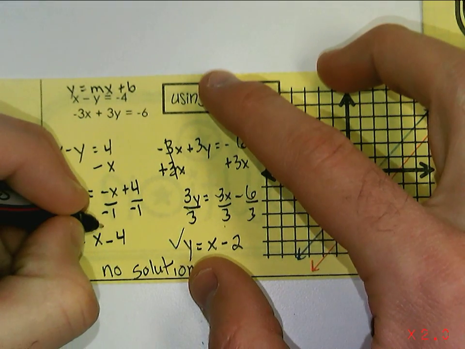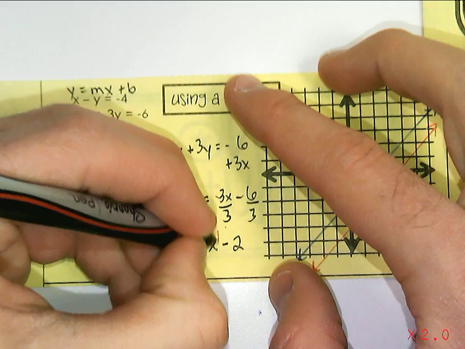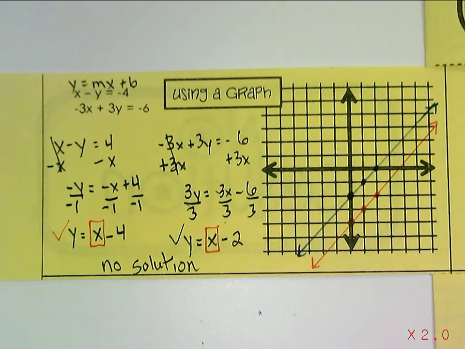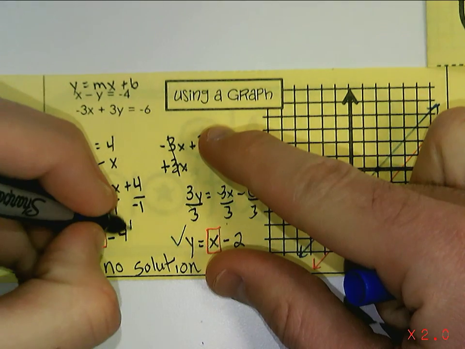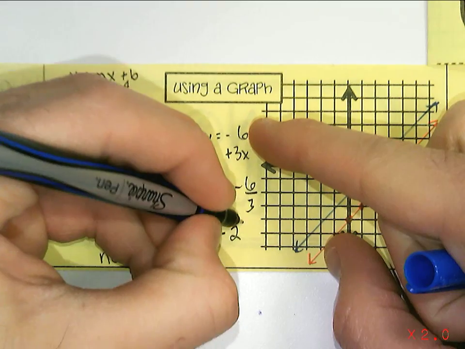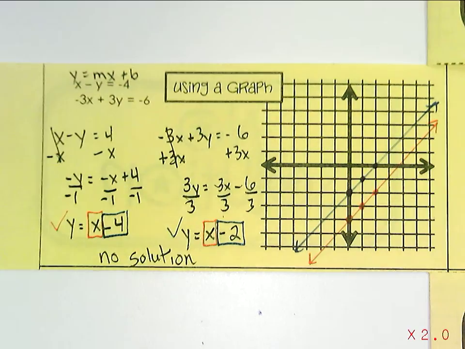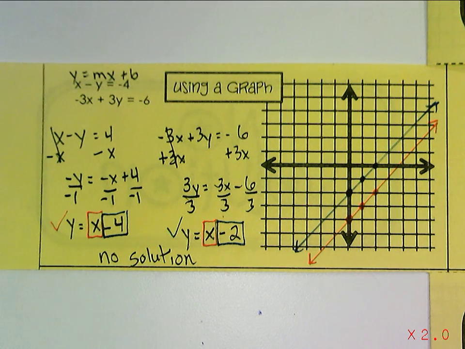So in this case, the slopes are the same. They're both 1 over 1, and the y-intercepts are different. So if you ever have a case where the slopes are the same and y-intercepts are different, there's going to be no solution, because they're going to cross the y-axis at different points, but their slopes, or the rate of change that's happening, is going to be the same. So that's why there's no solution.